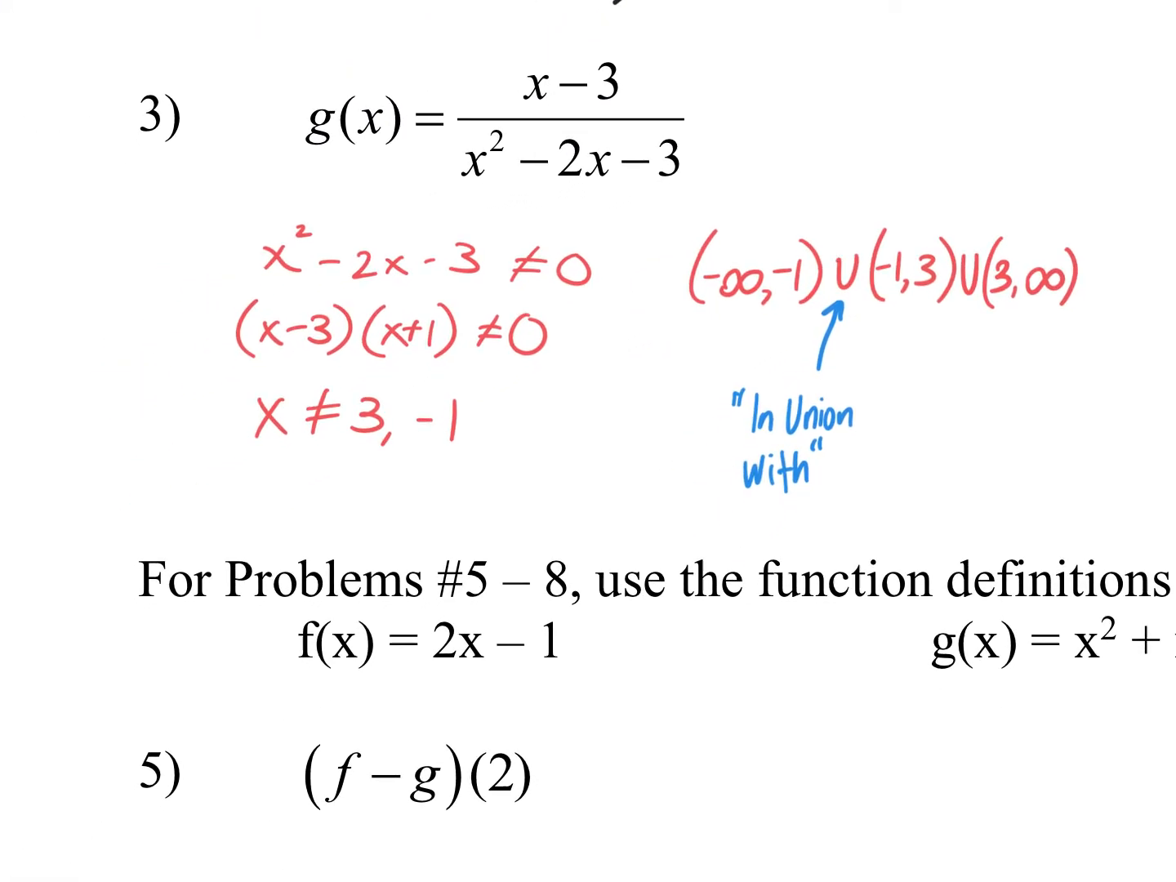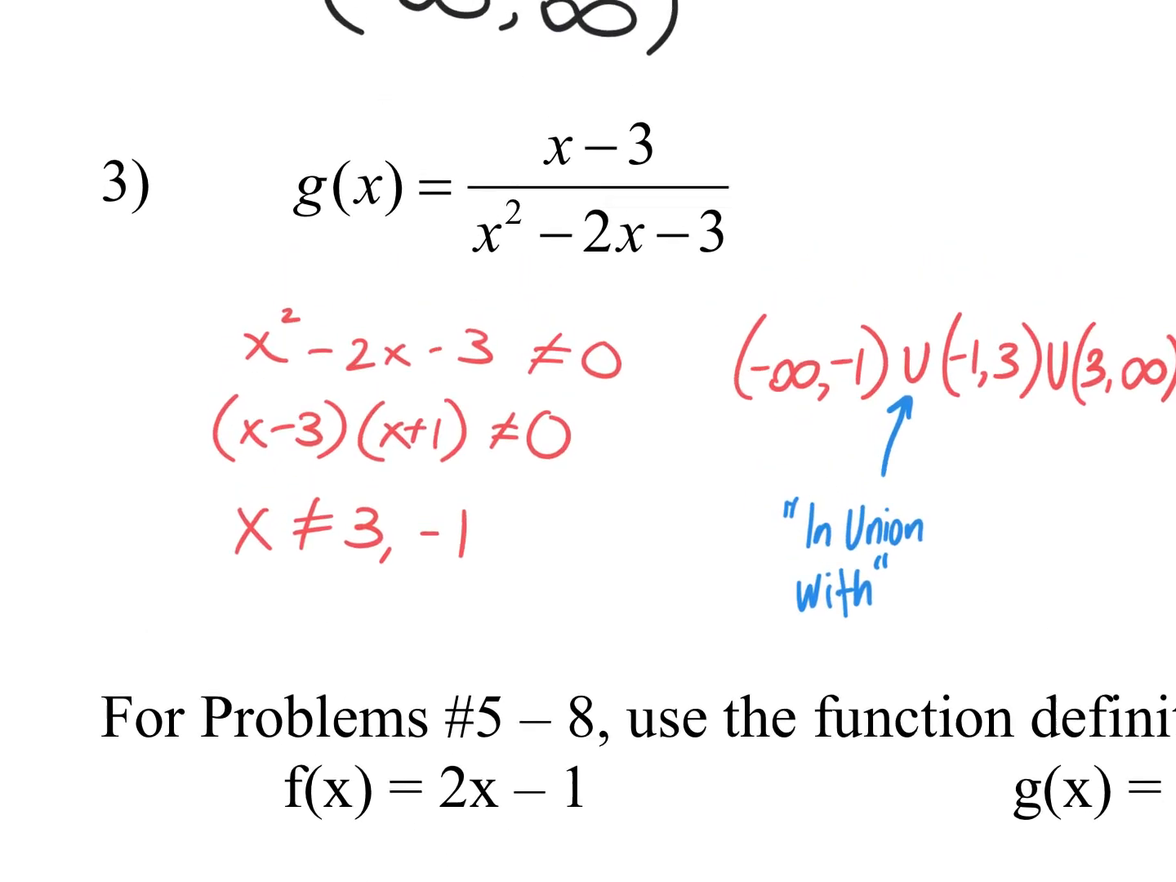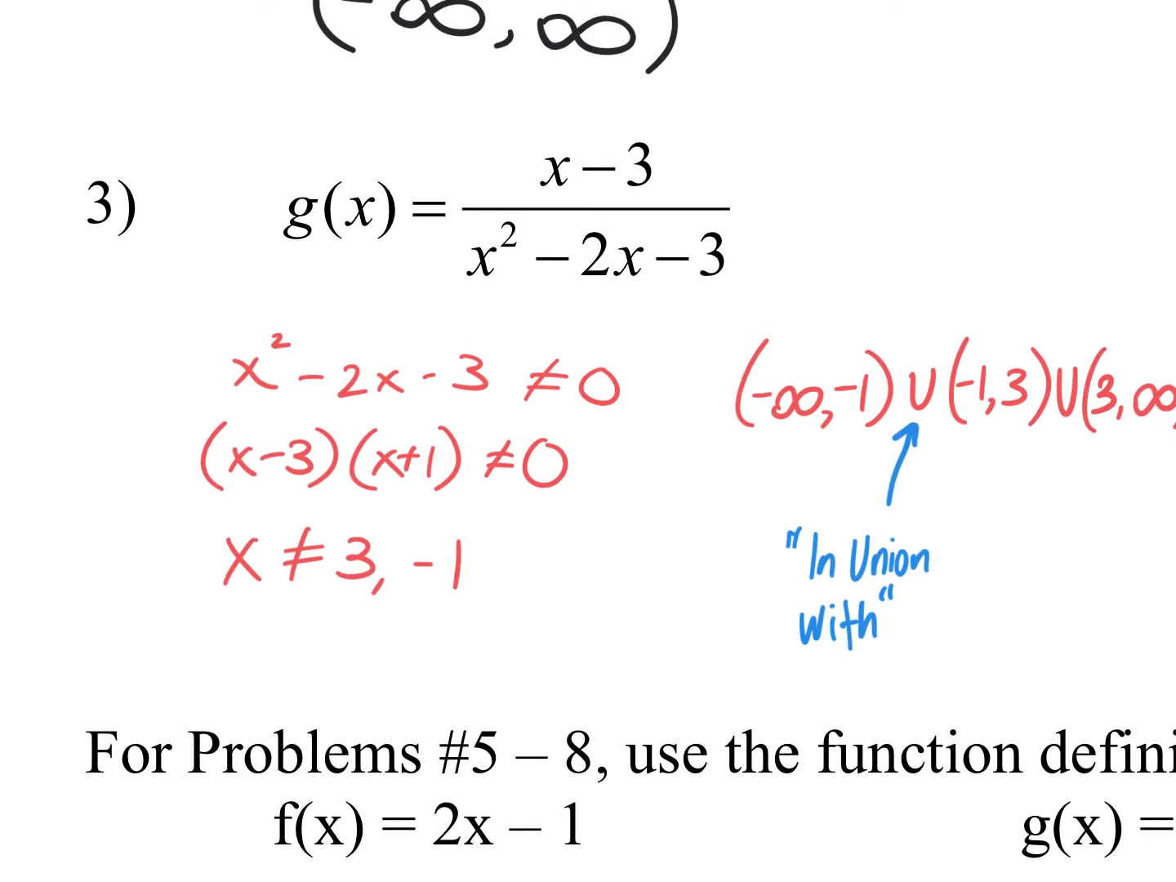All right, let's jump down to number 3 and see how we did. On this example, we have x minus 3 divided by x squared minus 2x minus 3. So what I'm thinking here is that I have a denominator. So I just have to watch out for any cases where that denominator equals 0. So as you can see here, I just set that whole denominator equal to 0.